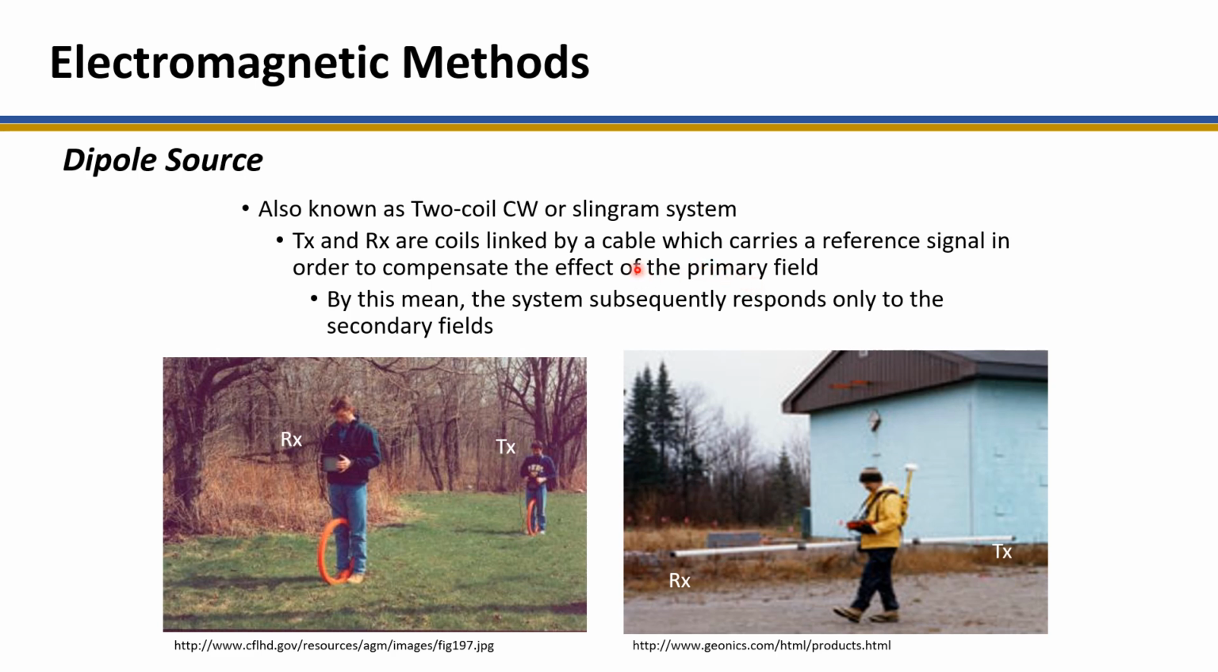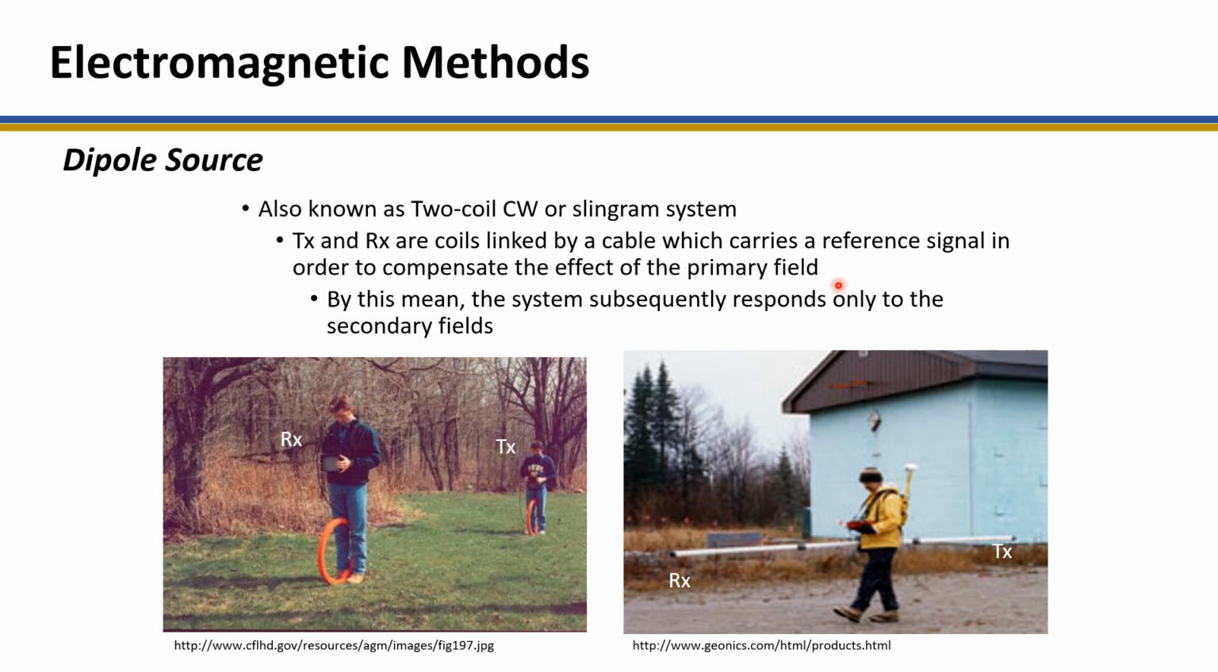The secondary field is the electromagnetic field that is generated by the subsurface in response to the primary fields. By this means, the system subsequently responds only to the secondary field by compensating for the effect of the magnetic field. The dipole source system can be made to respond only to the secondary field. This is useful because the secondary field is generated by the subsurface and it can be used to map the electrical conductivity of the subsurface.